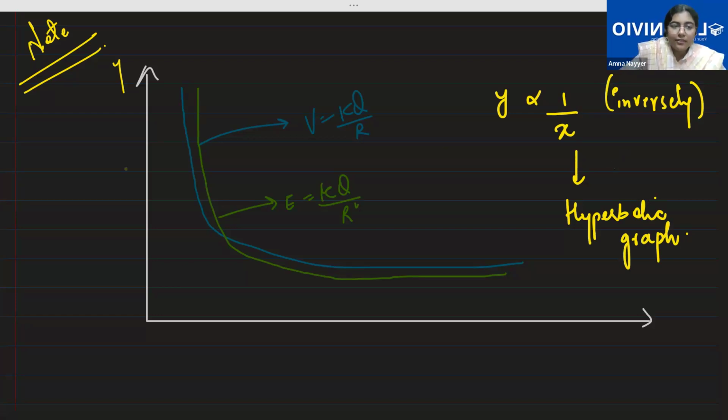Now the problem is that potential is equal to kq by r and electric field is equal to kq by r square. Just a minute, let's just wait.